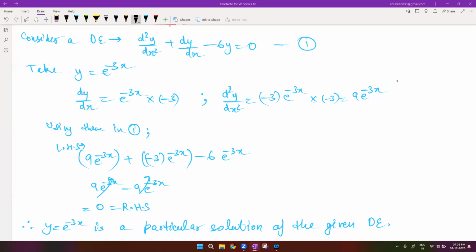Like in this case, a is 3. If a has a value, then it is said to be a particular solution. If that constant is represented with an alphabet, in all such cases, you have a general solution. So y is equal to e to the power minus 3x is a particular solution of the given differential equation. While if you take e to the power minus mx here, and if you change the equation, and let's say there is, okay, I'm going to write it in the bottom.